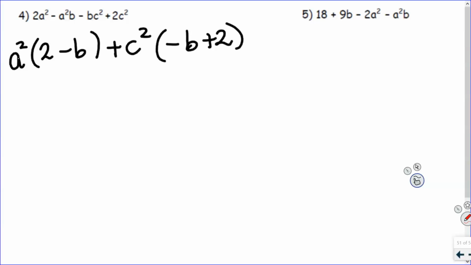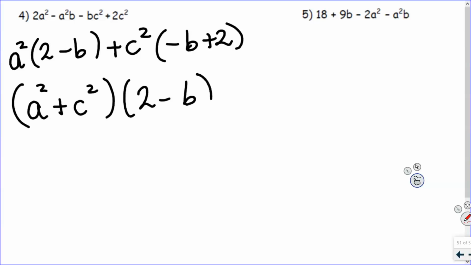And we've got to clean this up a little bit. Our parentheses match, y'all. It's just the b and the 2 are in the wrong spot. They totally match. Same sign, everything. So here's what we've got. A squared plus c squared, and then we've got 2 minus b. I cannot give you full credit if you turn it in like that.